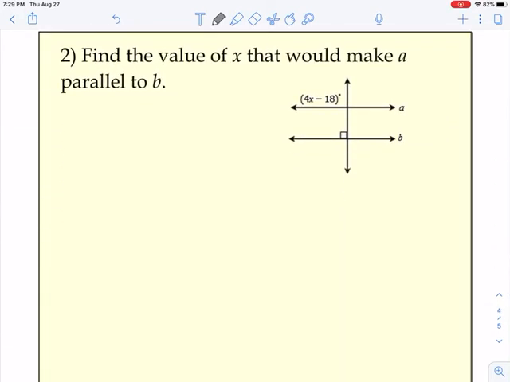For example number 2, we want to find what value of x would make A parallel to B. So if A is going to be parallel to B, that means that these two angles have to be congruent because they have to be corresponding angles. And if this one has a little box that denotes that it's 90 degrees, that means that this one has to be 90 degrees. So I'm going to take 4x minus 18 and set it equal to 90. Adding 18 to both sides, I'm going to have 4x equals 108. And then lastly, if we divide both sides by 4, 108 divided by 4 should give me an answer of 27. Again, it just asked me to find the value of x. It didn't ask me to find anything else. So again, I'm done there.